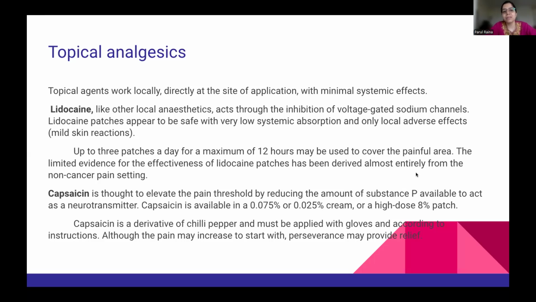But we have to remember that these recommendations are not for cancer patients. These are mostly for peripheral neuropathic chronic pain conditions.